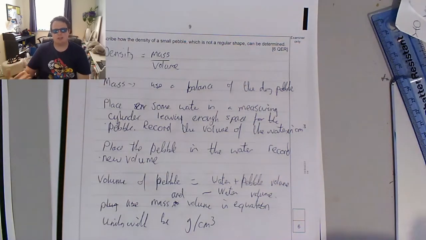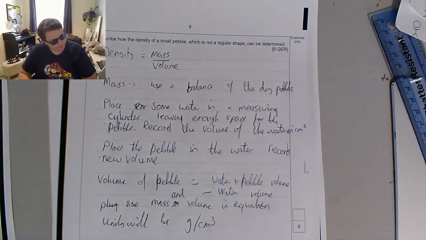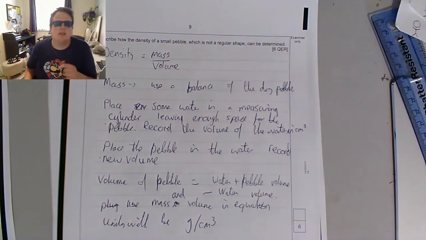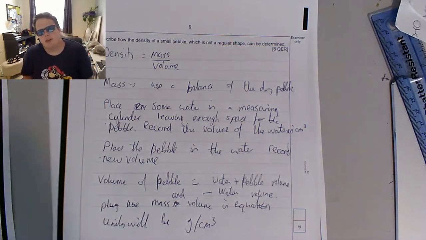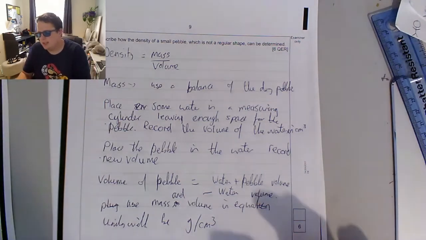If from your answer you can complete the method without having to know anything about this, you get 5 to 6. 3 to 4 marks, there's some bits which are unclear. So if you've said fill the measuring cylinder, for example, you're in that 3 to 4 bracket. 1 to 2 mark, you've basically described how to make one of the measurements. So you might have said weigh the pebble. That's 1 to 2 mark. All right, so that's that question.